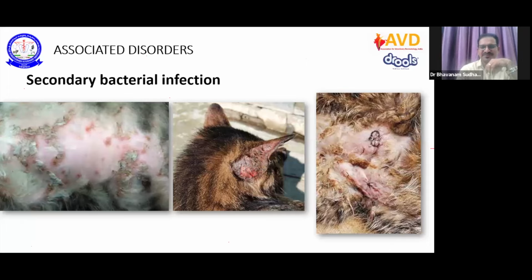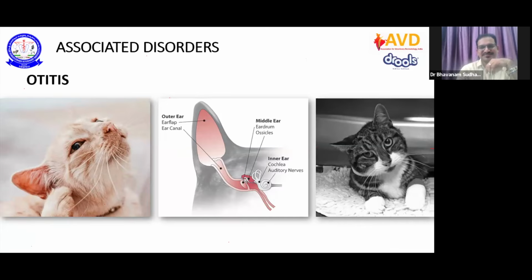Next one is associated other disorders, otitis, because most of the time the otodectic mites are going to play in the ear canal. They can cause obstruction, or they can travel and cause the development of otitis externa, sometimes media also. When they are going to block it, or interfere with the balance, we are going to see some other clinical signs, that is the vestibular signs.